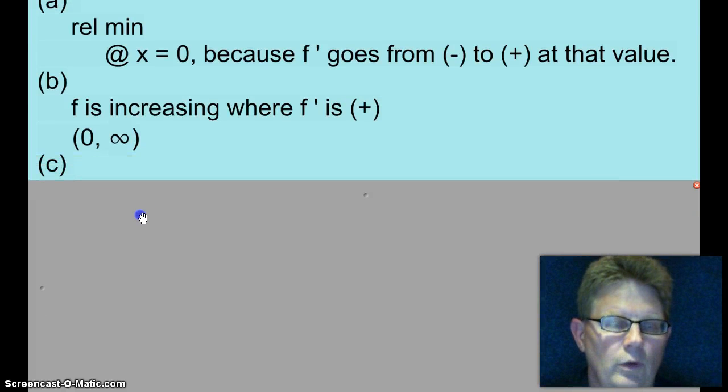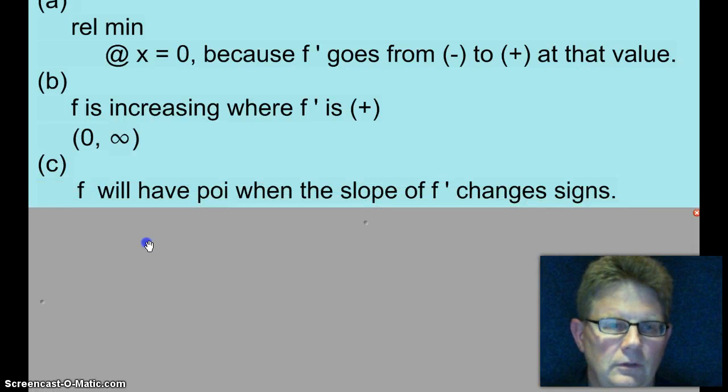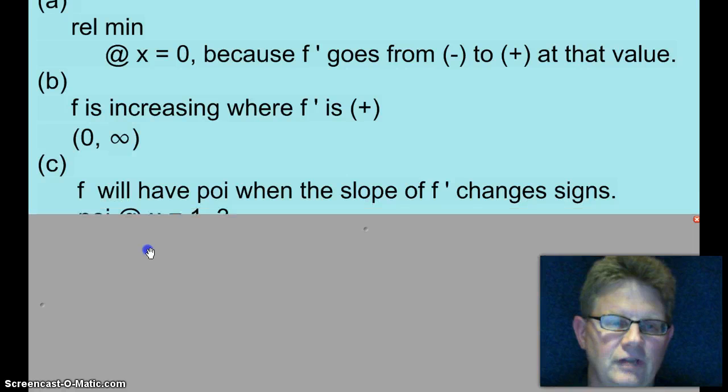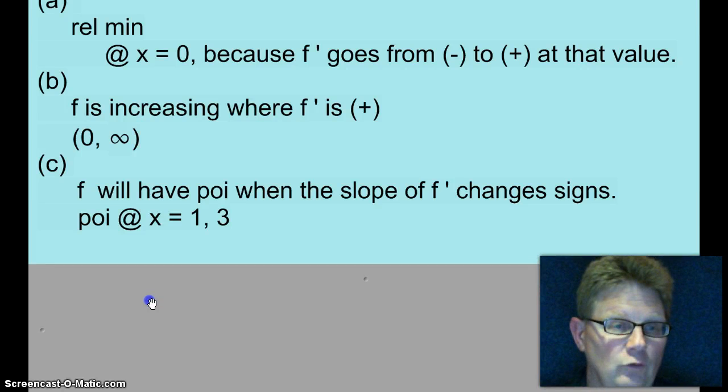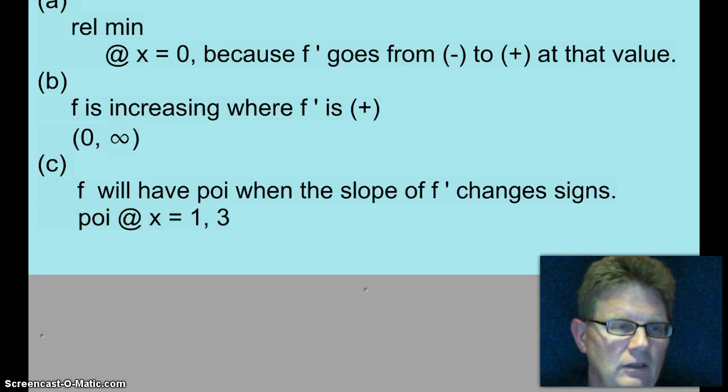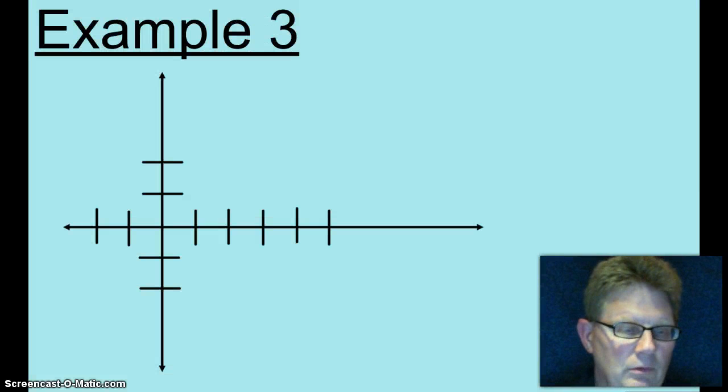C. Where will F have points of inflection? Again, F will have points of inflection when the slope of F prime changes signs. There will be points of inflection at x equals 1 and 3 because the slope of F prime changes sign at those values. And that is quickly example number 2.